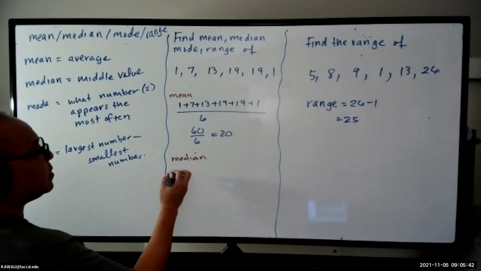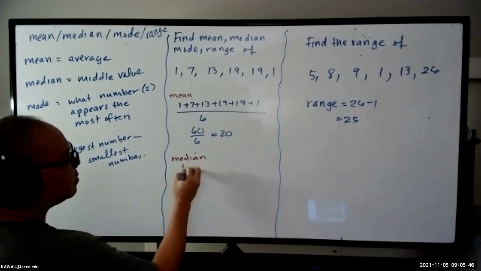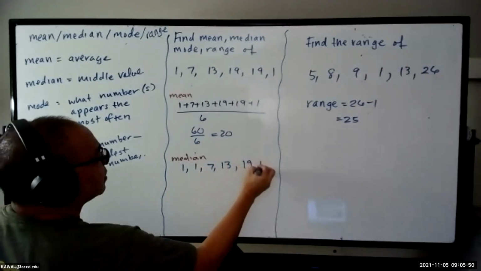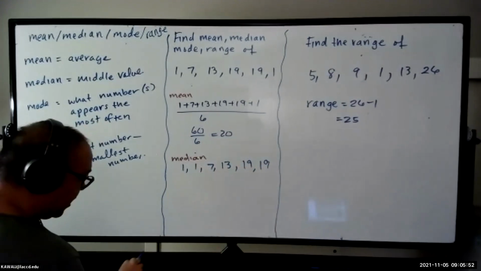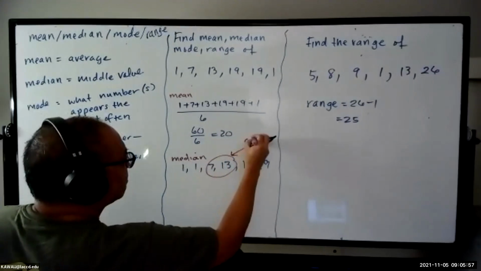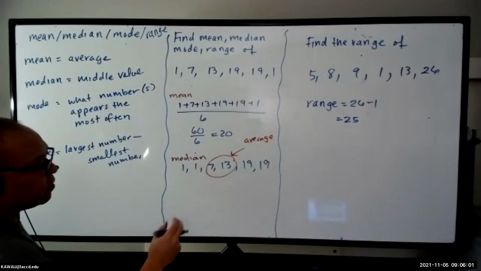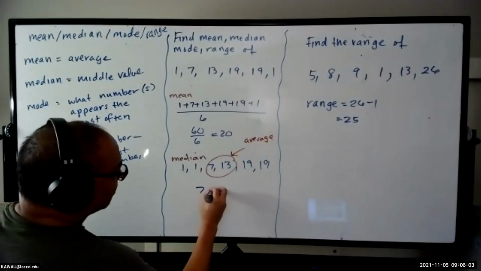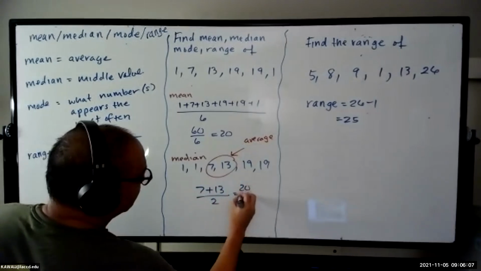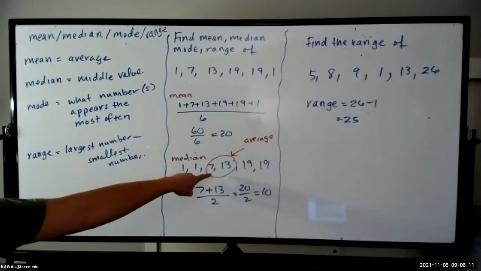So the key thing is make sure that you order everything. 1, 1, 7, 13, 19, 19. And then we're going to take the average of the middle two numbers. If it's odd, we'll just take that one number. But if there are an even number, you take the average of the middle two.